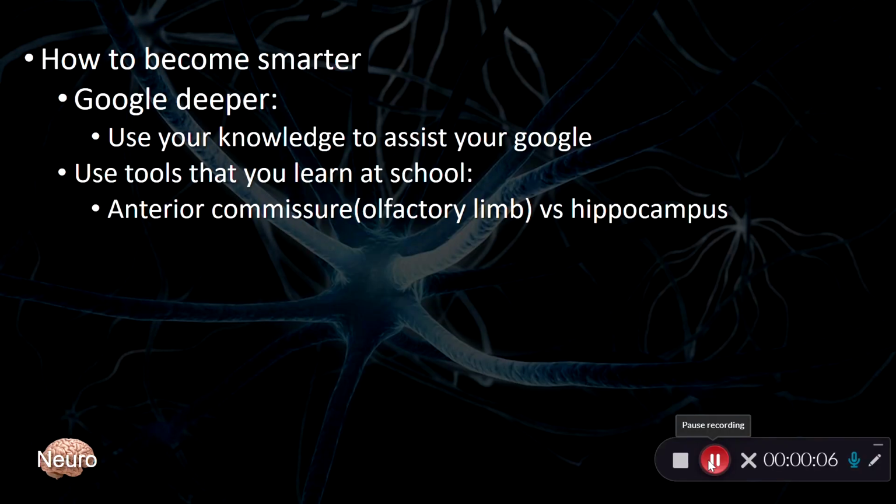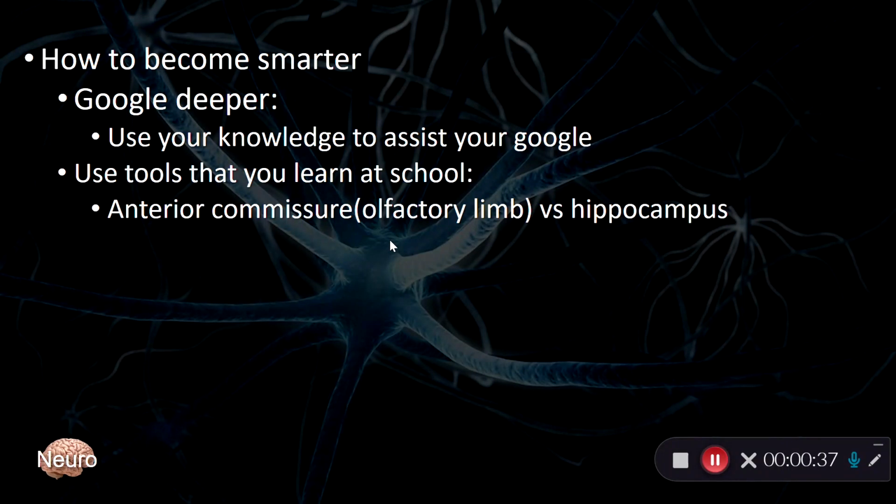Another way to get smarter is to use the tools that you learn at school properly. So here is the example. If I ask you the ACO, anterior commissure, olfactory limb, and hippocampus, which one is more anterior? If you ask Google, Google will not tell you.